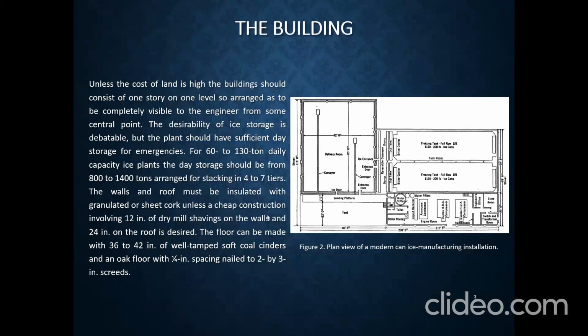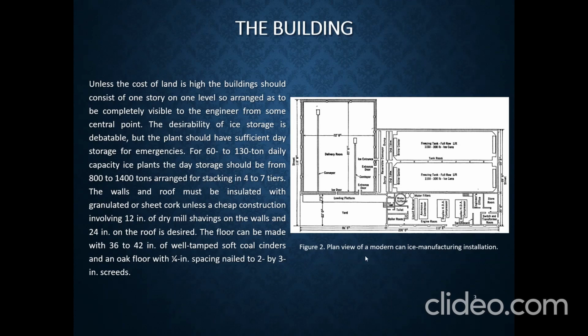The walls and roof must be insulated with granulated or sheet cork unless a cheap construction involving 12 inches of dry mill shaving on the wall and 24 inches on the roof is desired. Insulation. The floor can be made with 36 to 42 inches of well-tamped soft coal cinders and an oak floor with 1 and 1/4 inch spacing nailed to 2 by 3 inch skids. Sa Pilipinas, sana may equivalent yan, yung ginagamit natin dito, mga insulation.